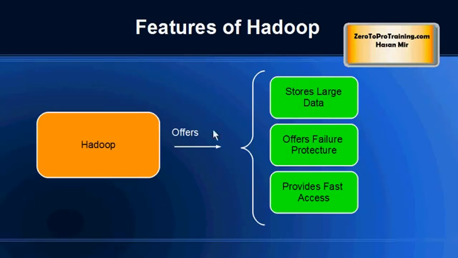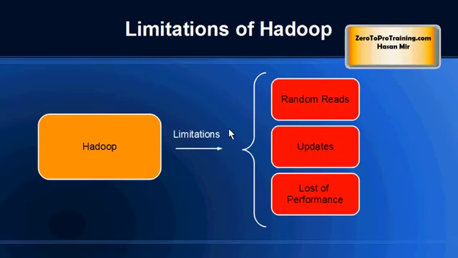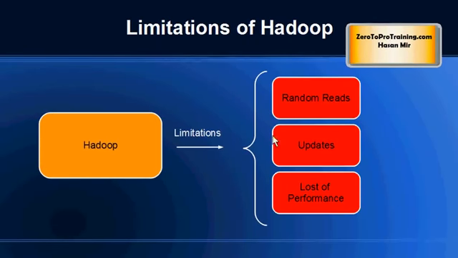You can store more data in Hadoop. It does offer you failure protections, and also it gives you faster access to the data. So the benefits of Hadoop come at some cost. So Hadoop does have limitations. That's why it's not suitable for all kind of applications. It's suitable for specific kind of applications. So let's talk about these limitations. We'll discuss topics: random reads, updates, and loss of performance.